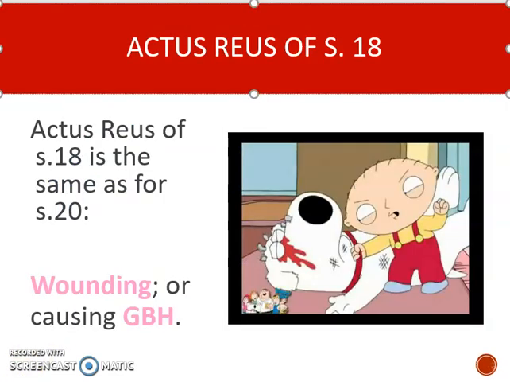The actus reus of Section 18 is the same as for Section 20. So you need to prove a wound or GBH. And that means all of your cases are the same here. So you would use JCC and Eisenhower for a wound, you would use Wood for your broken bones, you would use DPP and Smith, meaning really serious harm, Deaker, Rowe, Golding, all exactly the same cases on your actus reus.